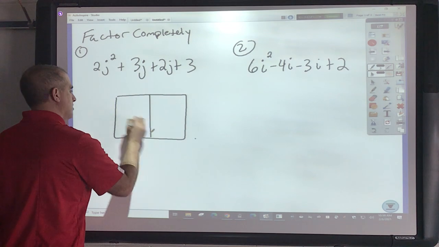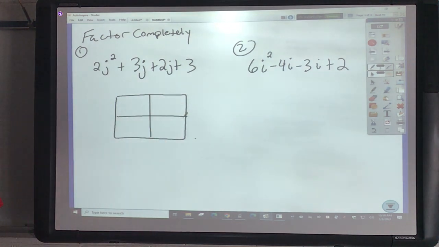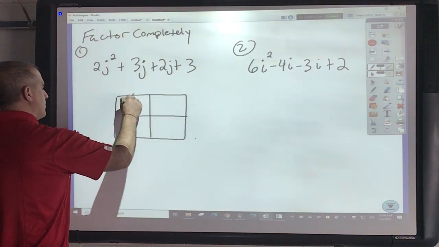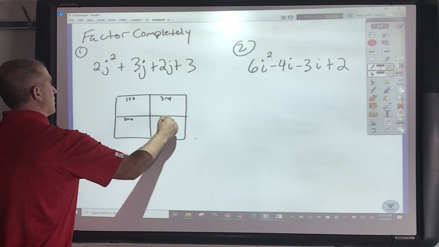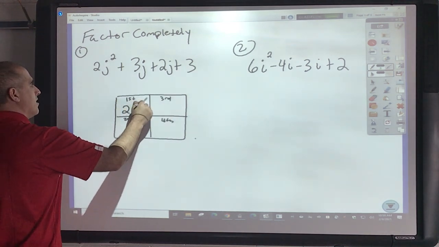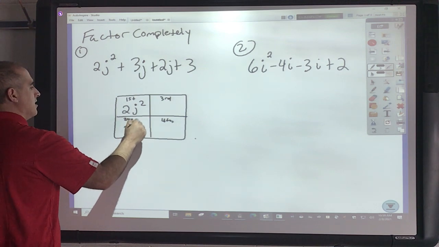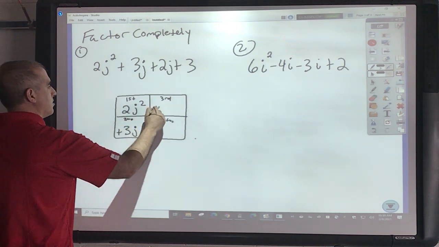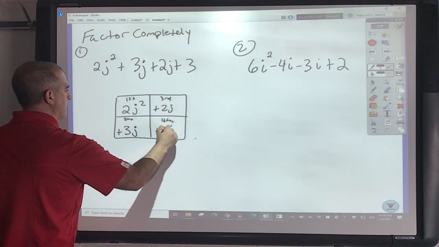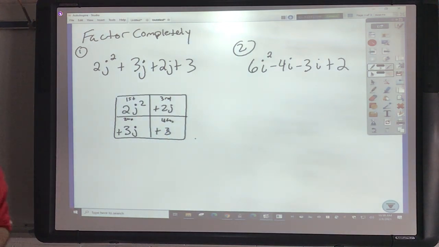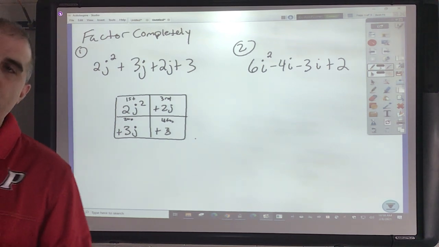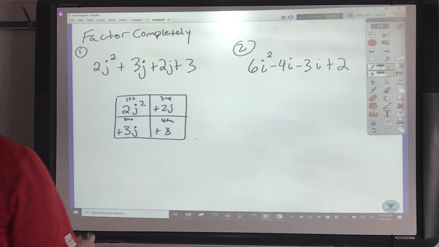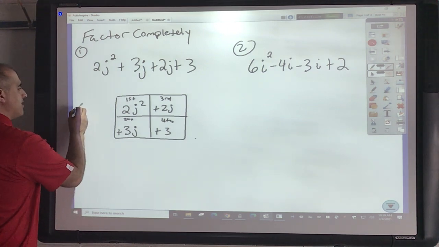This should look familiar. Okay? We did this with multiplication. So what you're going to do, first term will go here, second, third, fourth. So 2j squared, 3j, okay, plus 3j, plus 2j, plus 3, okay? So you put them in that order, okay? Now, depending on how good your arithmetic skills are, depends on how many times you have to find the GCF.